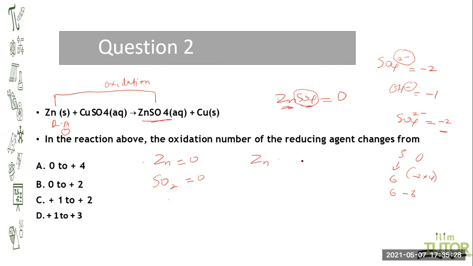So if that should be the case, I can now say that zinc minus 2 equals 0. So zinc equals 0 plus 2. So zinc equals +2. So we can see basically here that the oxidation state of zinc here is +2. So the oxidation state of the reducing agent has moved from 0 to +2. I don't need to bother myself with that of copper because they ask me for the reducing agent. All right.